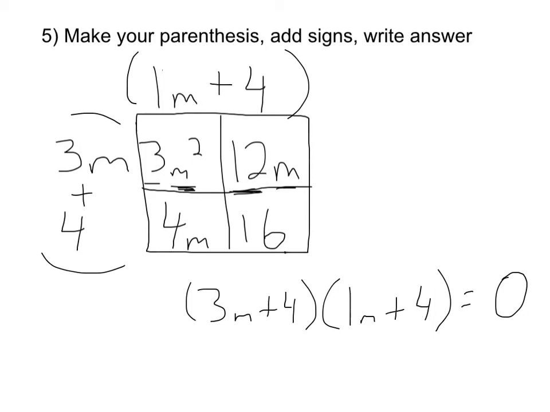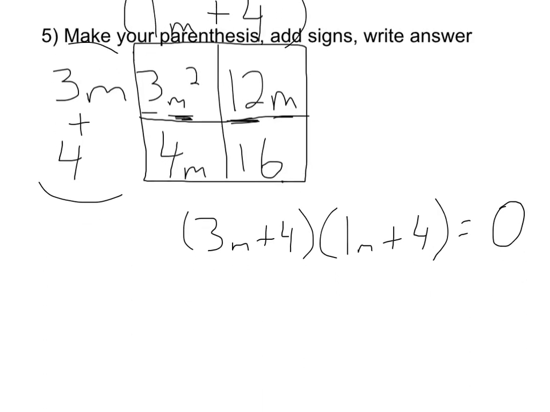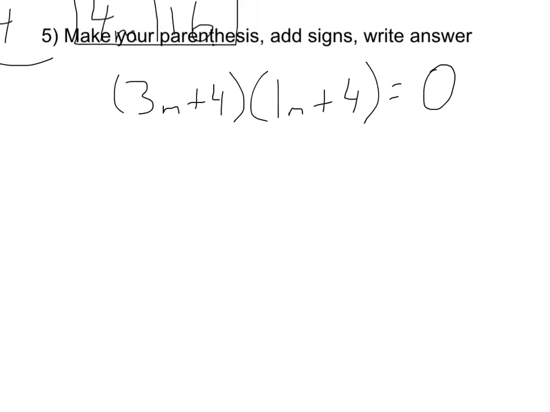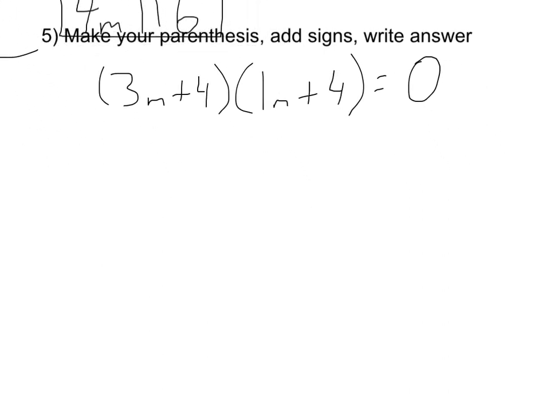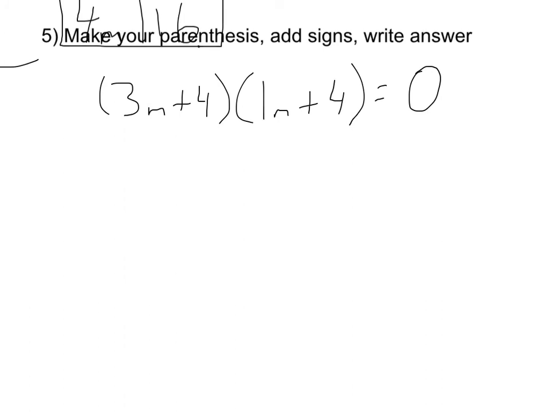Okay, and the next step is to solve, and solving is the really easy part, because all you really have to do is take these two terms that are in the parentheses, this 3m plus 4 and 1m plus 4, and make them equal to 0. So we say 3m plus 4 equals 0, and then you solve for m just like you would. Let's put the other one here so we also don't forget. 1m plus 4 equals 0.